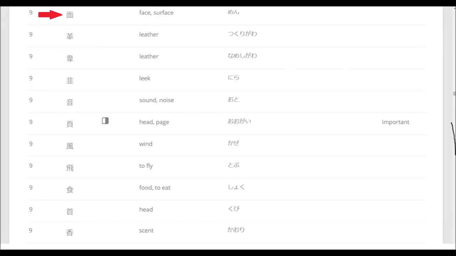On to 9 brushstrokes. Men, flat surface or face. Tsukurigawa, leather. Nameshigawa, leather. Nira, leek. Oto, sound, noise. Ogai, head or page. Kaze, wind. Tobu, to fly. Shoku, food or to eat again, but not as a radical this time. This is it just as its regular kanji self. Kubi, head or neck. Kaori, scent.